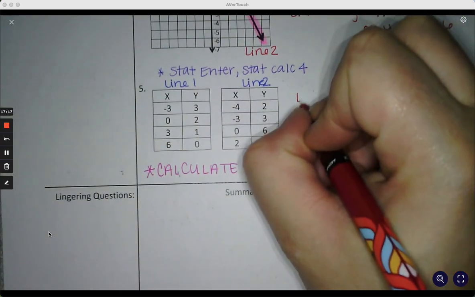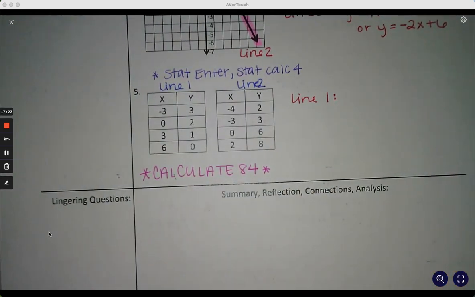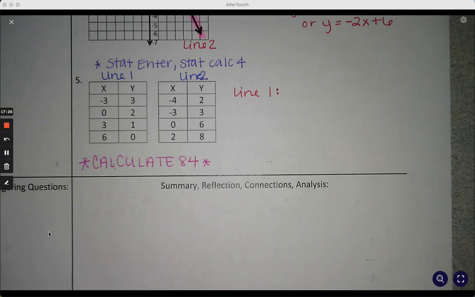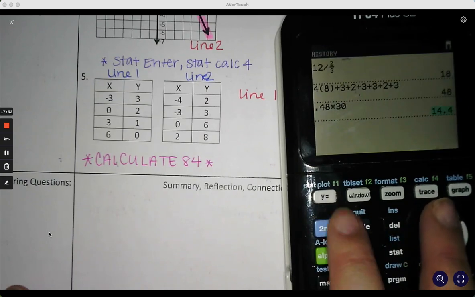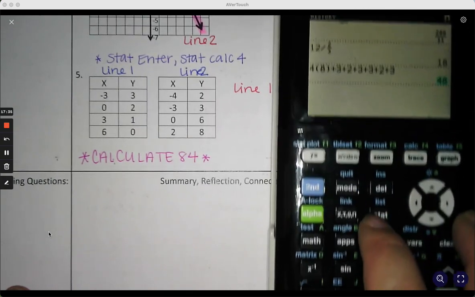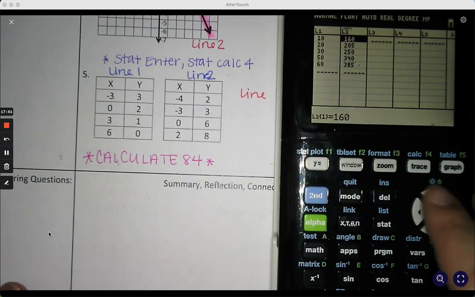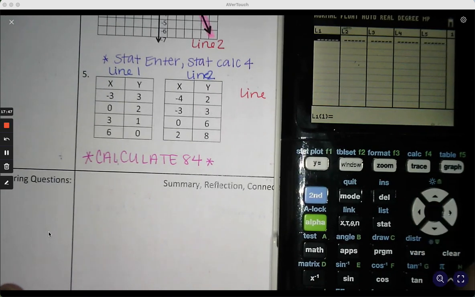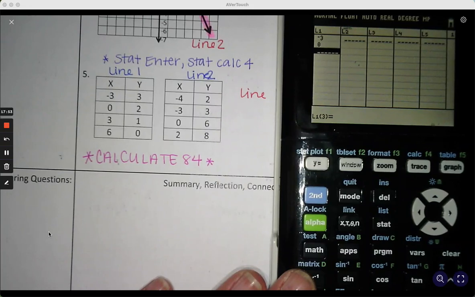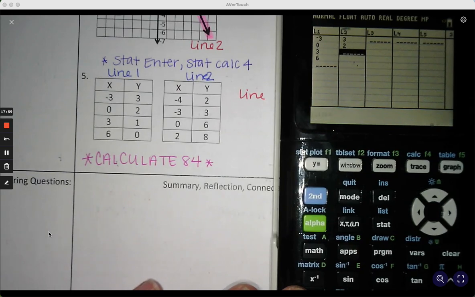Okay, so for line 1, let me grab my calculator. Make it a little brighter. Okay, so we're going to go stat right here, stat, edit, so stat, enter. I already have numbers there, so I'm going to go ahead and clear those out by hitting the up arrow key and the clear key. Okay, and now I'm going to enter my x values, -3, 0, 3, 6. And then I'm going to enter my y values, 3, 2, 1, 0.